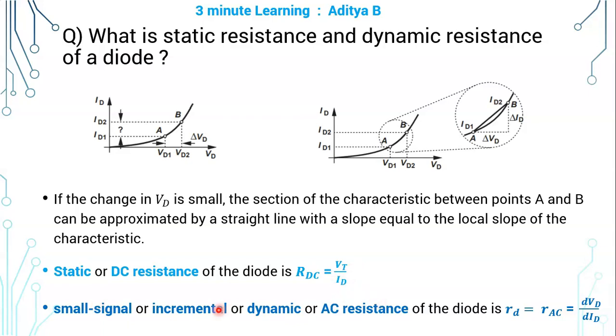Other names of dynamic resistance are small signal resistance and incremental resistance, because we are having incremental, very small changes in VD and ID. It is called dynamic resistance because the Q point is changing, it is between two different points. AC resistance of the diode, these all are the same. So the dynamic resistance of the diode is given by dVD by dID, that is VD2 minus VD1 by ID2 minus ID1. That is the change in the drop across the diode from B to A divided by the change in the current through the diode at Q point B and Q point A.